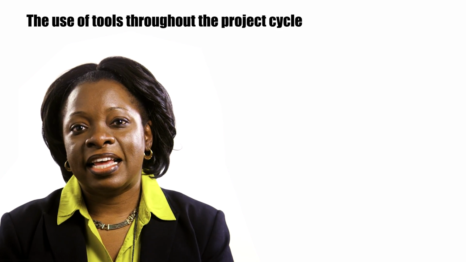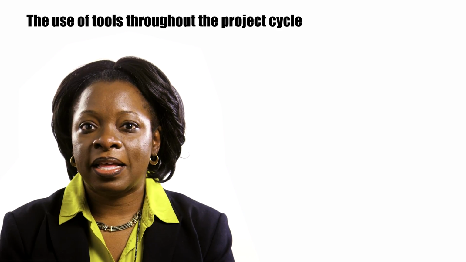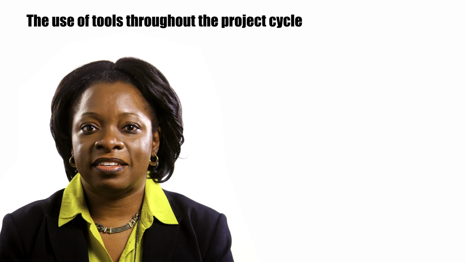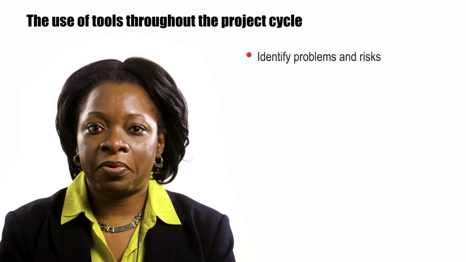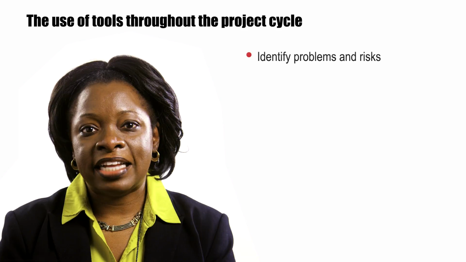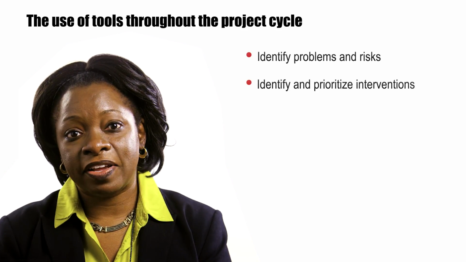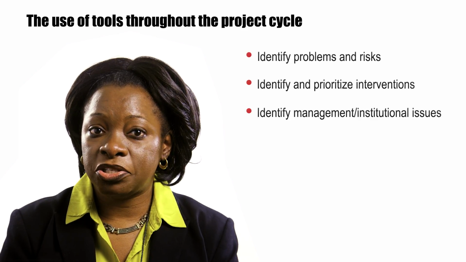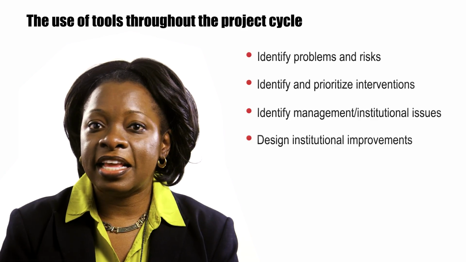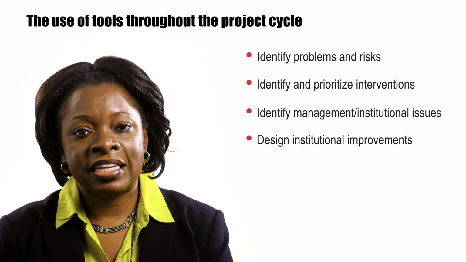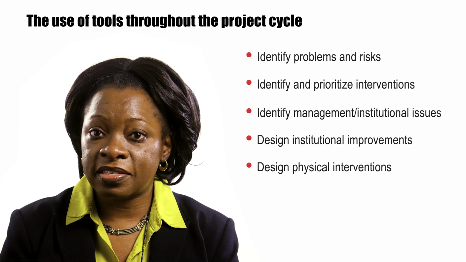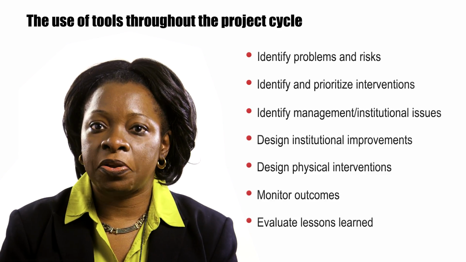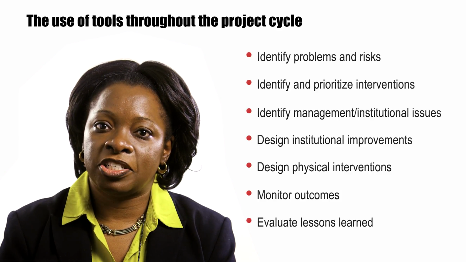In summary, the material we covered in this module looked at the following aspects of the project cycle in its different stages: identifying problems and risks, identifying and prioritizing interventions, identifying management and institutional issues, designing institutional improvements, designing the physical interventions, monitoring outcomes, and evaluating the lessons learned to feed into future project designs.